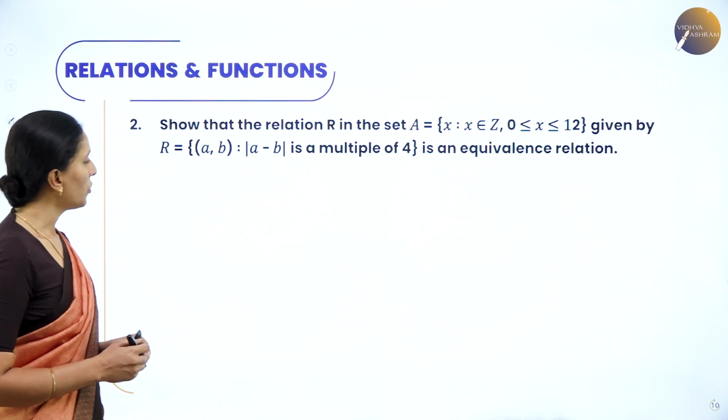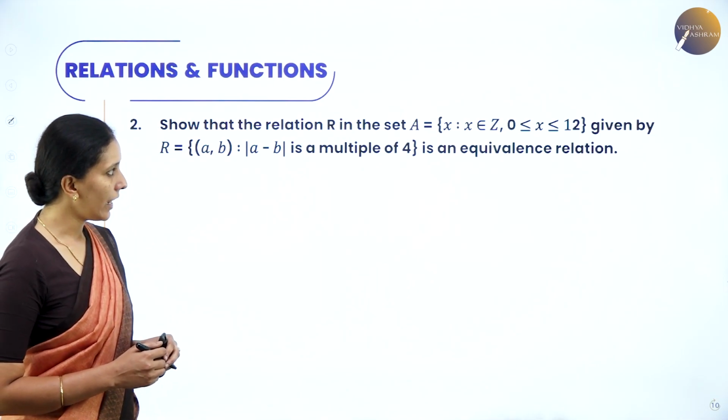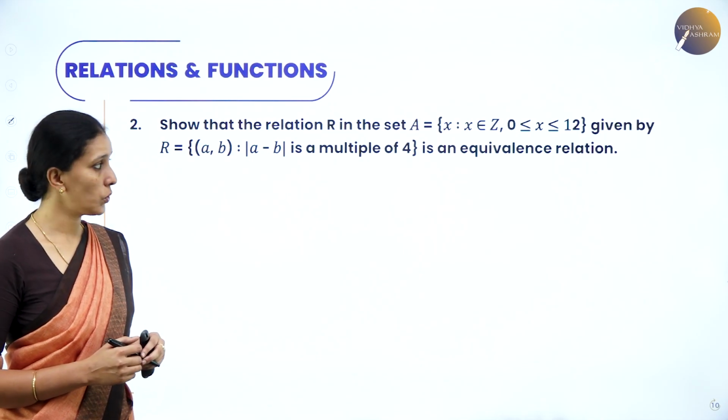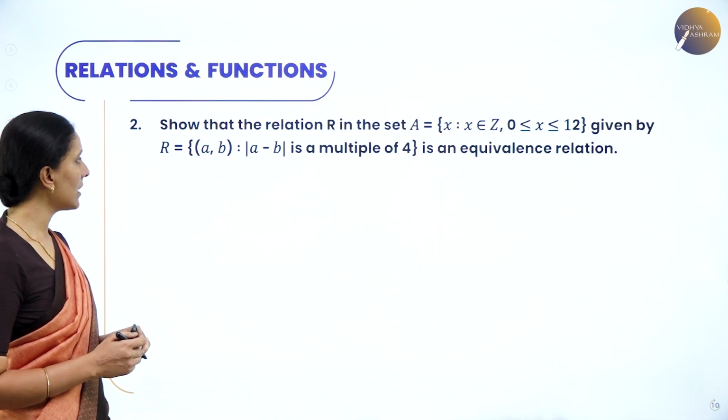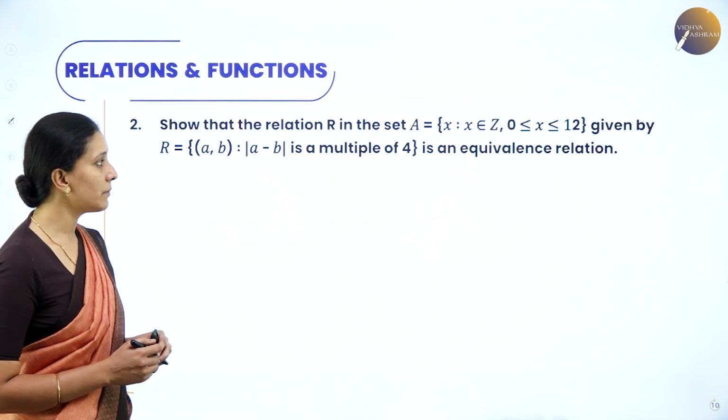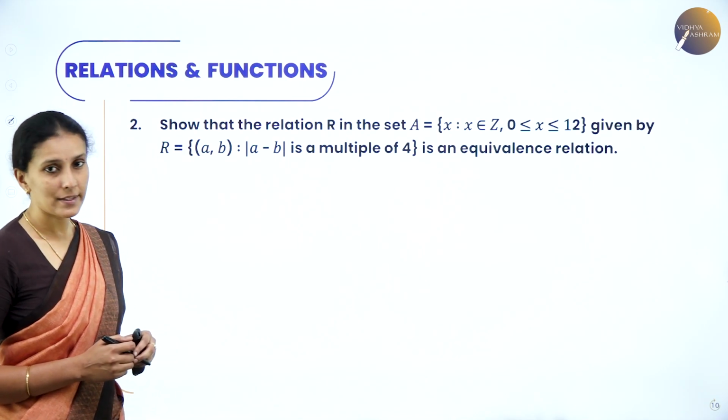Next question. Show that the relation R in the set A = {x belongs to integers, 0 ≤ x ≤ 12} given by R = {(a, b): |a - b| is a multiple of 4} is an equivalence relation.